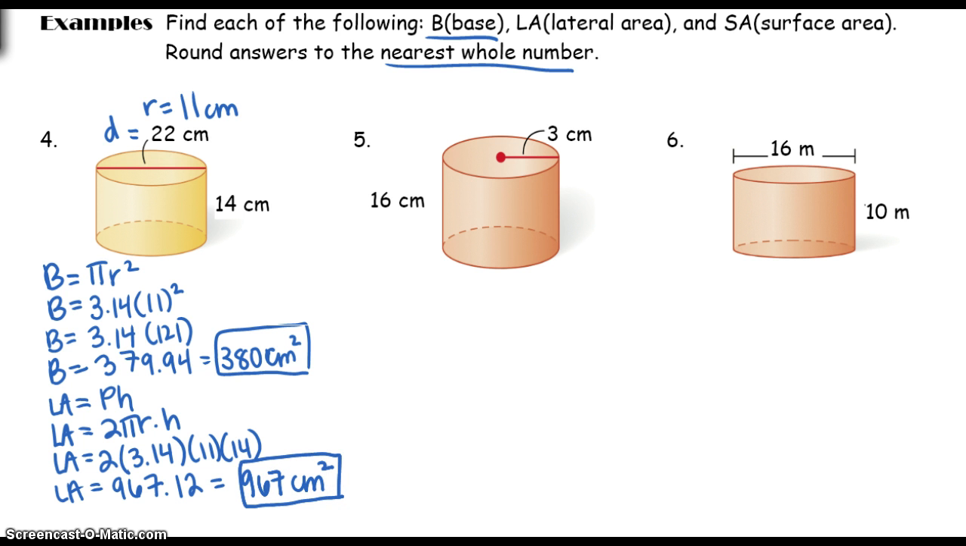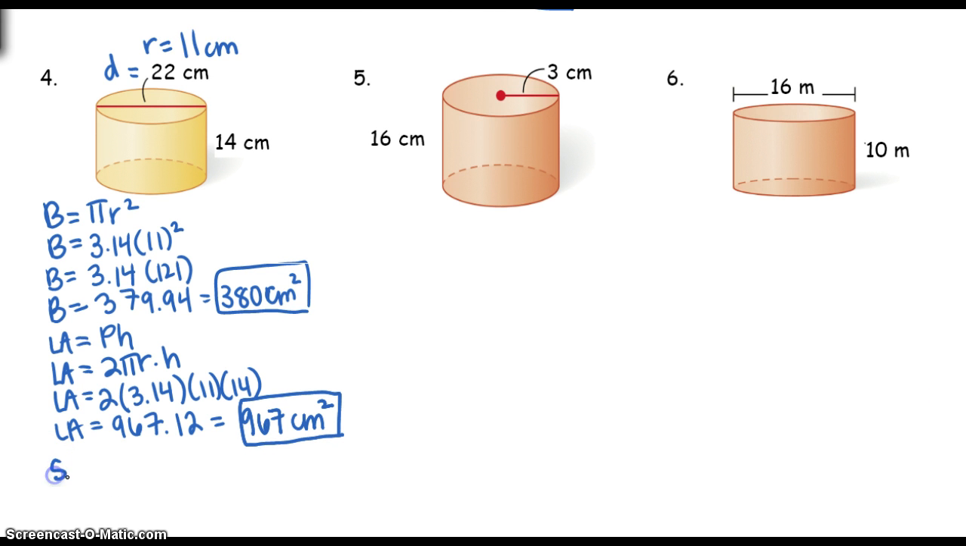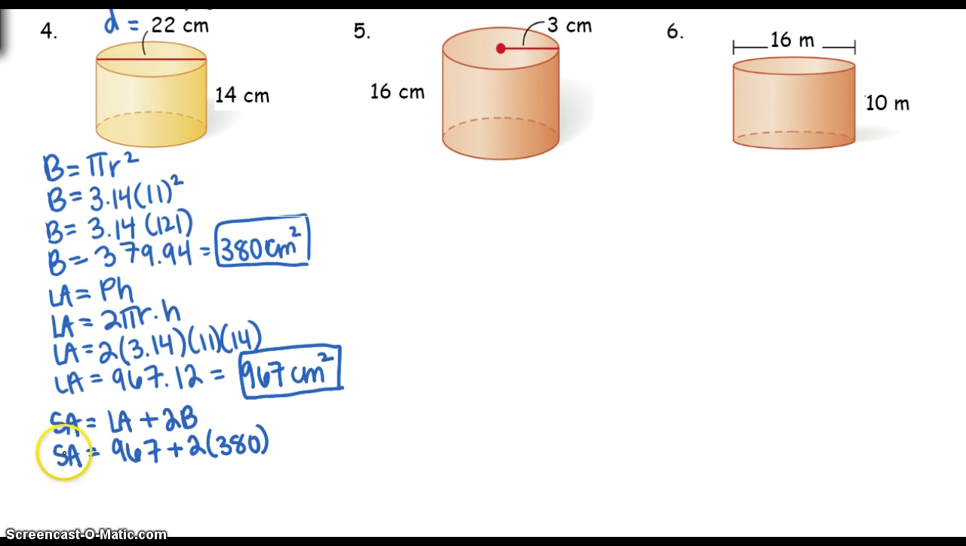Just like that. And then lastly, we have to find surface area, and we're super lucky because that's the same formula as before, because there are 2 bases. So all we have to do is write down what our lateral area is, and we just found it. It was 967, plus we have to add 2 times the base, and we found that earlier. It was 380. And once we type that into the calculator and hit enter, our surface area is going to be 1,727 centimeters squared.